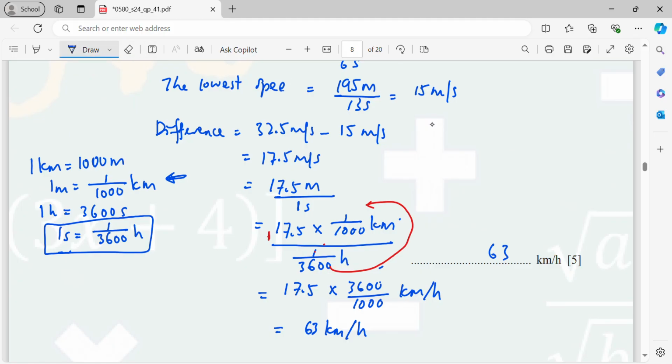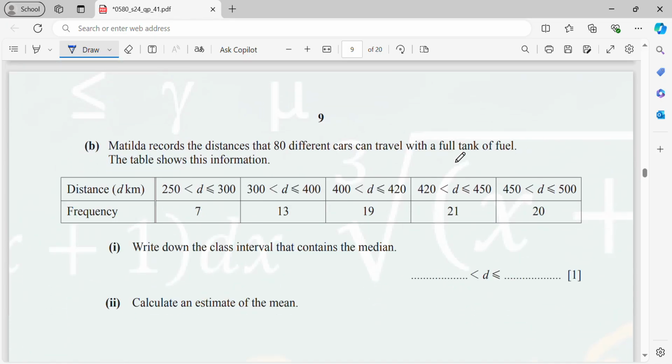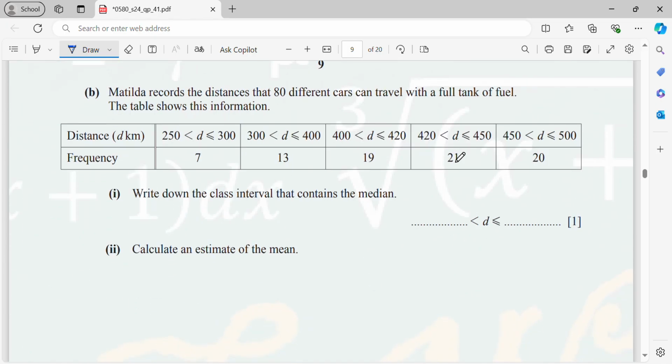So done for this question. Matilda records the distances that 80 different cars can travel with a full tank of fuel. The table shows this information. Write down the class interval that contains the median. To get the median, we need to calculate the cumulative frequency, that is capital F.